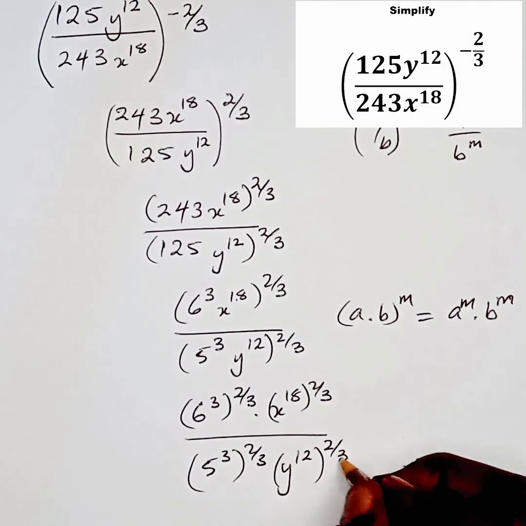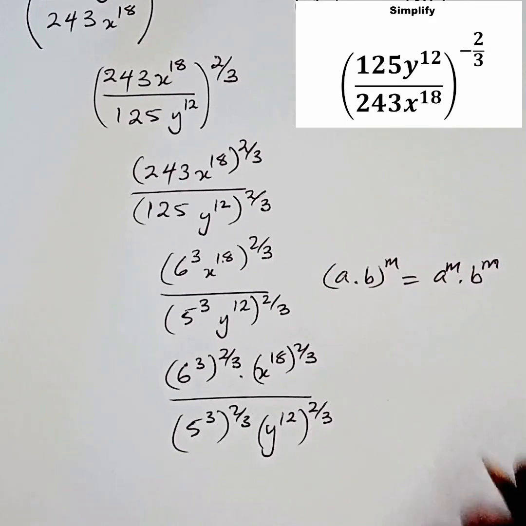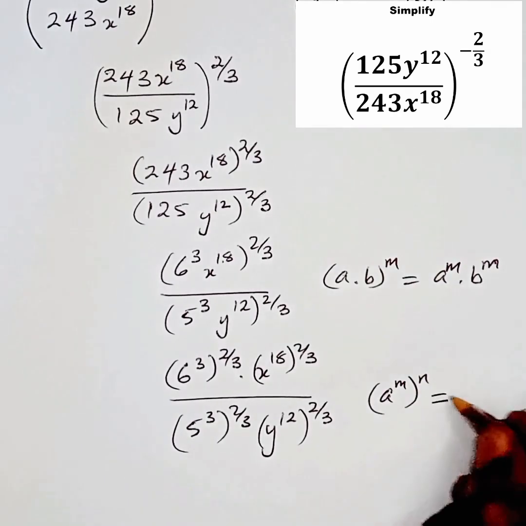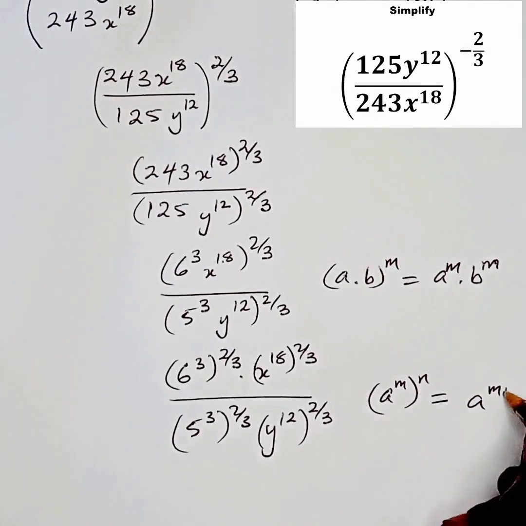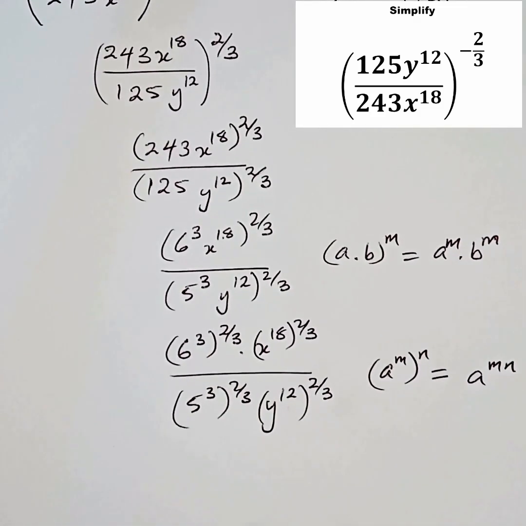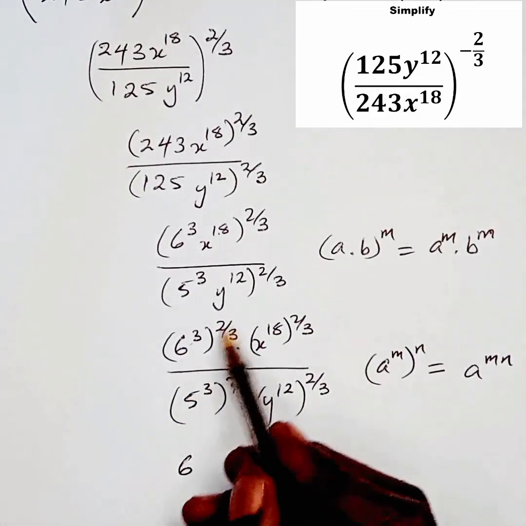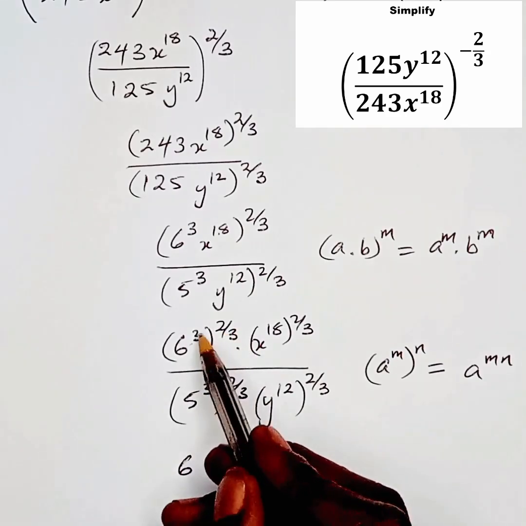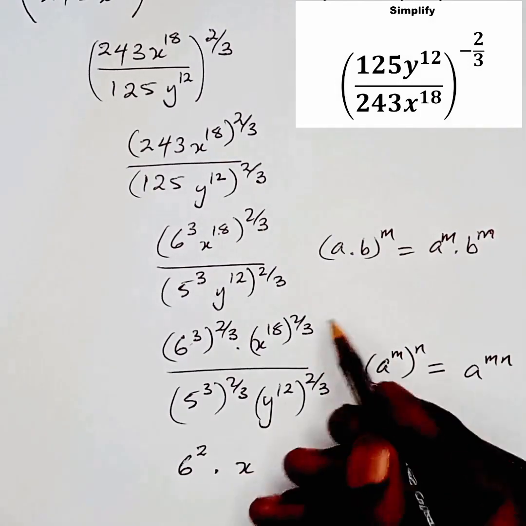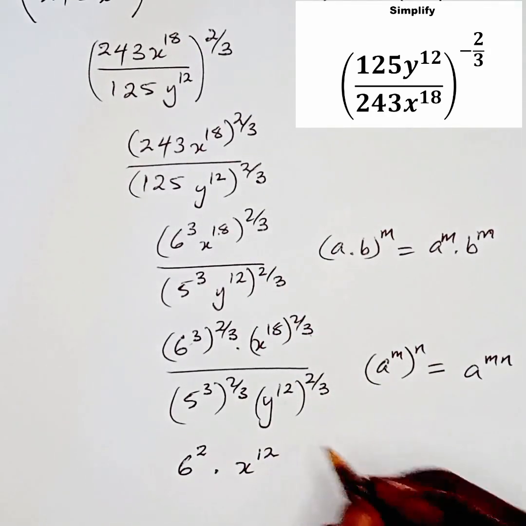And at this stage, we are going to use yet another law of exponents, and it says (a to the power m) to the power n is equal to a to the power mn. So we're going to do it on these 4 terms. On this one, we are going to say 6, then 3 times 2/3, just cancel this 3 and that. So we have 6 squared multiplied by x. 3 into 18, that's 6 times 2, that's x to the power of 12.